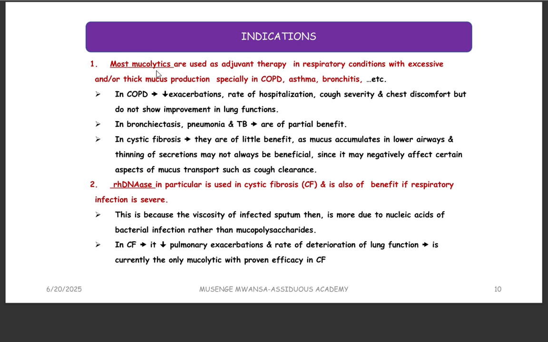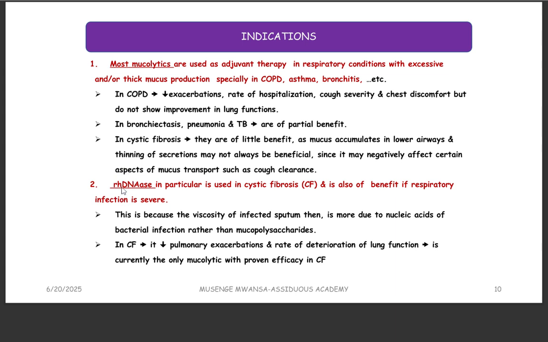So most mucolytics are going to be used as adjuvant therapy in respiratory conditions with excessive and or thick mucus production. Someone has got COPD, asthma, bronchitis, you can give these mucolytics as an adjuvant. You basically add them up when you're treating the conditions so that you can end up thinning that mucus and then they'll be able to help to breathe well.